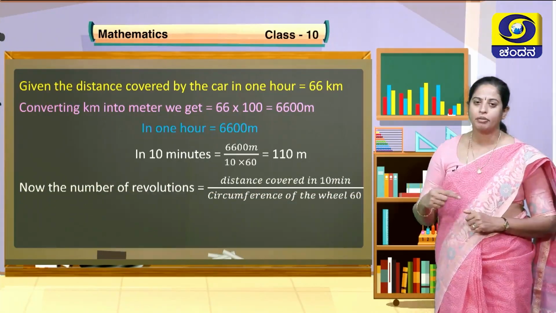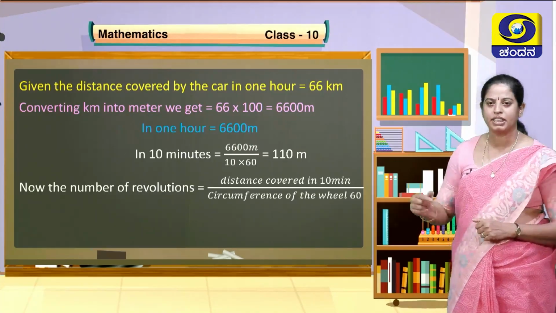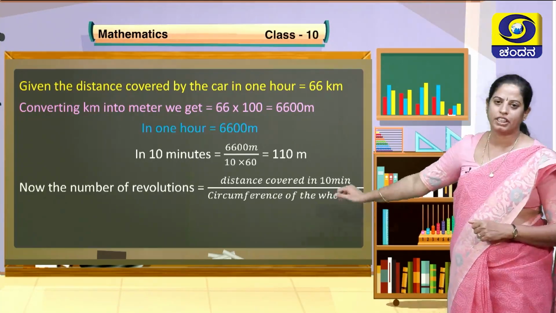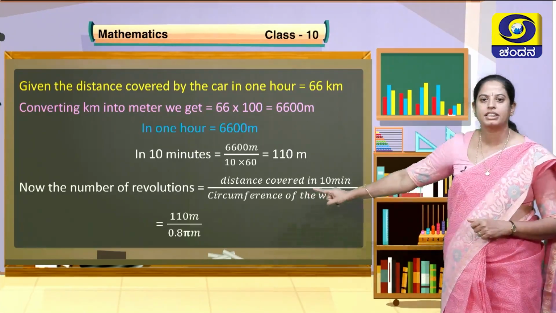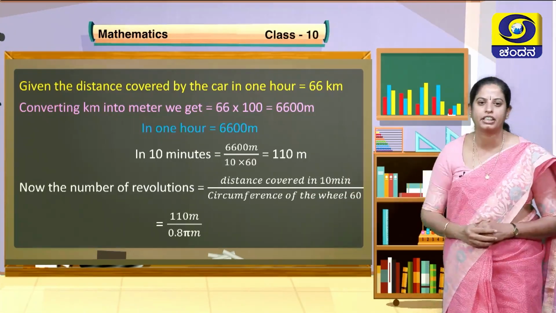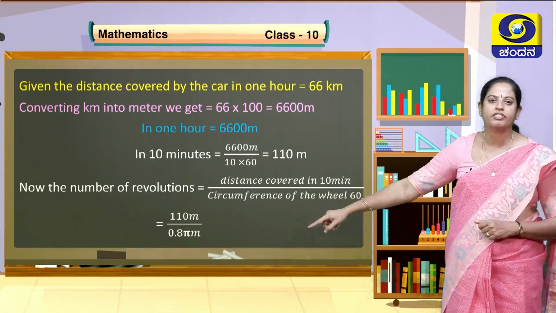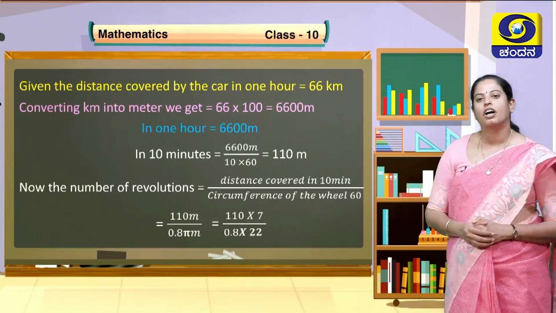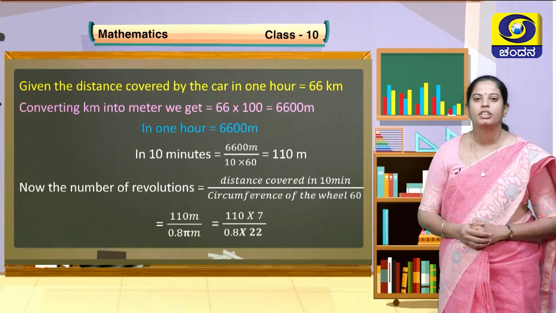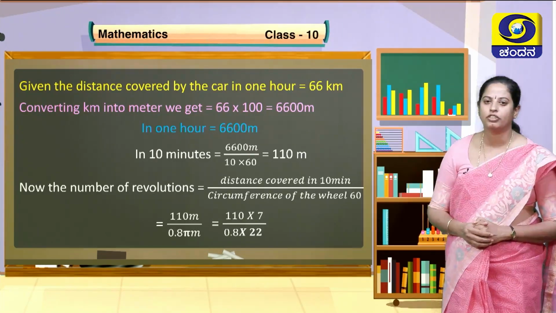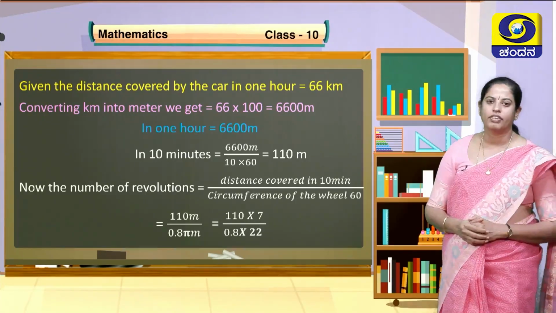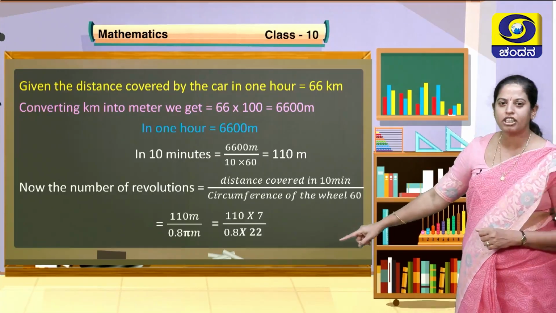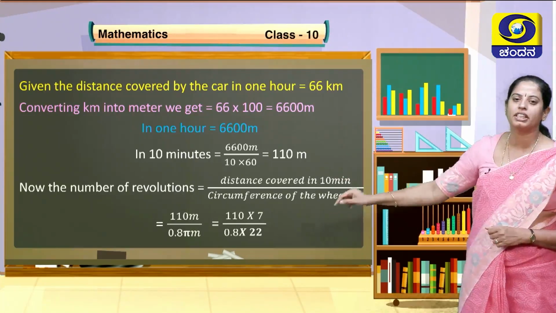Now, to find the number of revolutions covered in 10 minutes, distance covered in 10 minutes divided by circumference of the wheel. Okay. So, that is distance covered 110 meters and the circumference of the wheel is 0.8 pi meter. Meter cancels. Now, on simplification, 110 into 7 by 0.8 into 22. When I have substituted the value of pi as 22 by 7, since pi is in denominator, 7 goes to numerator and 22 will be in the denominator.